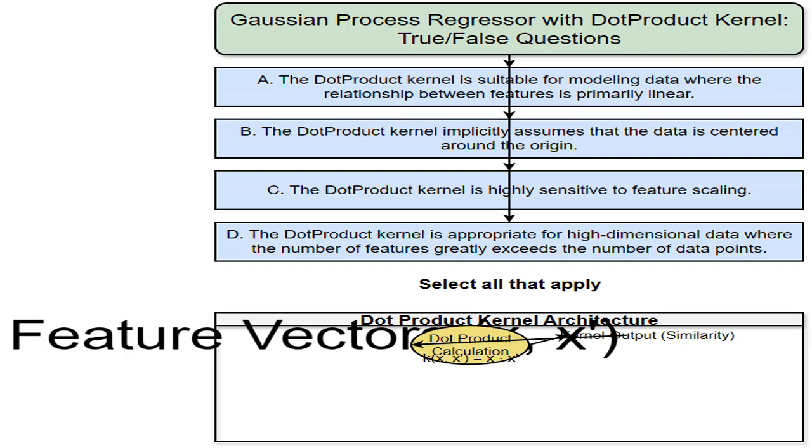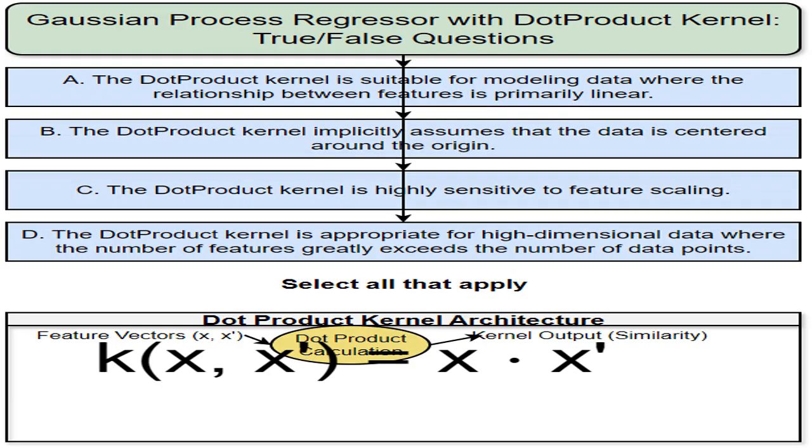We use these vectors to compute similarity. This is the core of the dot product kernel. It says that the similarity, k(x, x'), between two feature vectors, x and x', is calculated by taking their dot product. The dot product is found by multiplying corresponding elements in the two vectors and then adding them up. 1 times 4 plus 2 times 5 plus 3 times 6 equals 32 in my example. A larger dot product suggests greater similarity.